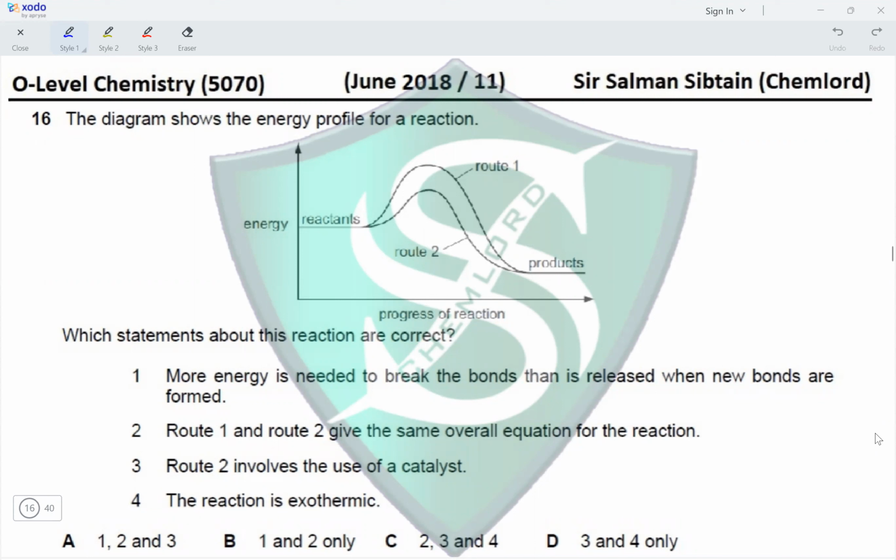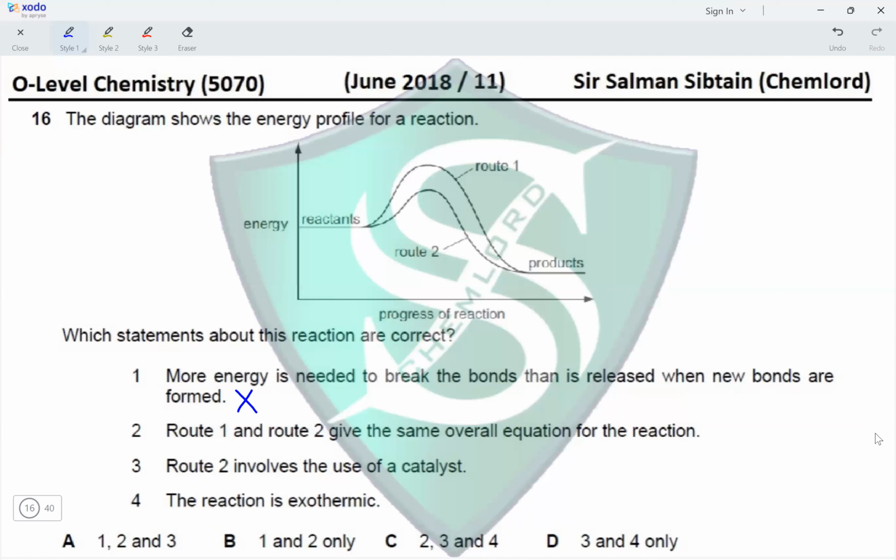Okay. Which statements about this reaction are correct? 1. More energy is needed to break the bonds than is released when new bonds are formed. That would make this reaction endothermic. Less energy is needed to break the bonds than is released when bonds are formed. Therefore, this reaction is exothermic. So statement 1 is incorrect.